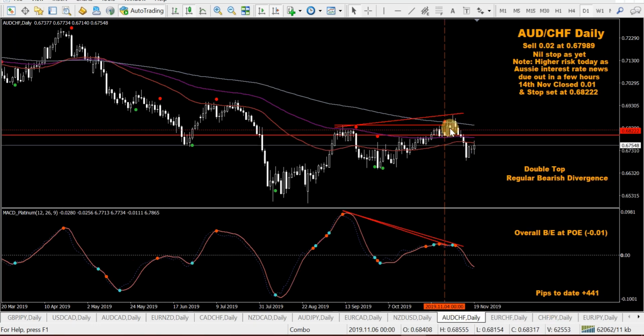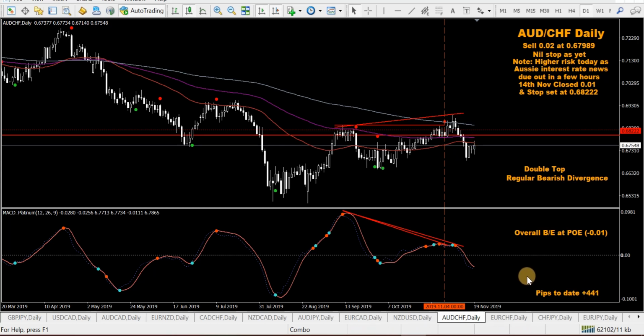Aussie Swiss in a sell up here. You can see my divergence lines as a double, took it on a double top initially, but it went against me a bit, and now we've got further confirmed divergence, regular bearish divergence, and we're through the zero level, so I've closed half on the MACD Platinum, and a stop in place just above the price of entry.